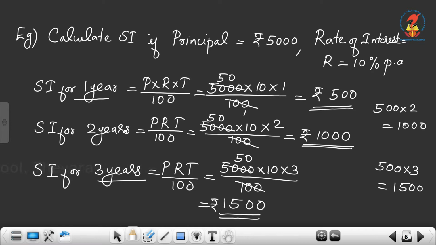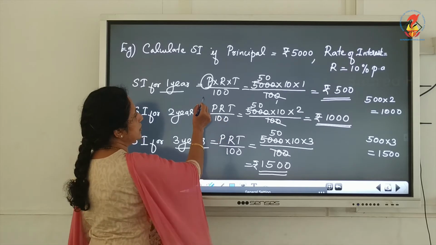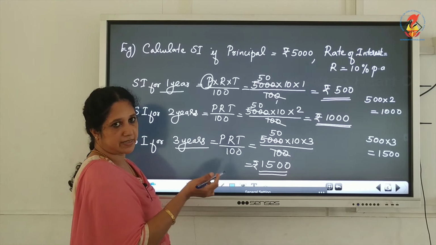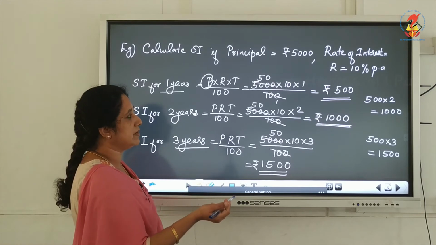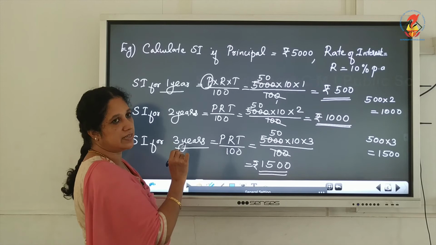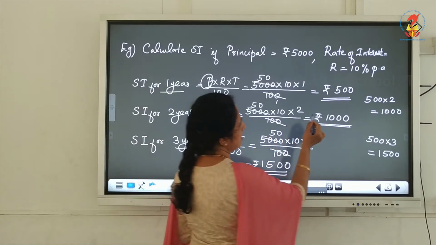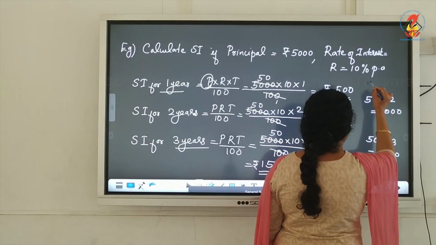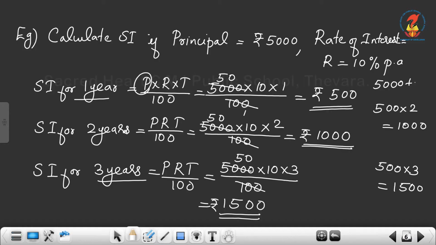Now here you look at that, here the principal, there is no change for the principal. All the time we selected the principal as 5000. So at the end of the first year, initially we have 5000, and at the end of first year you will get 5500. So 5000 plus 500, you will get 5500 as the amount at the end of the first year.